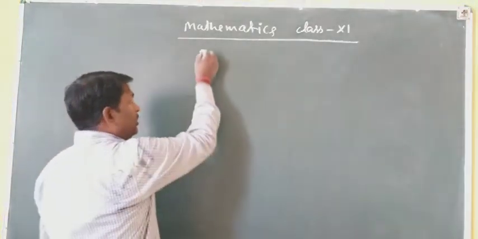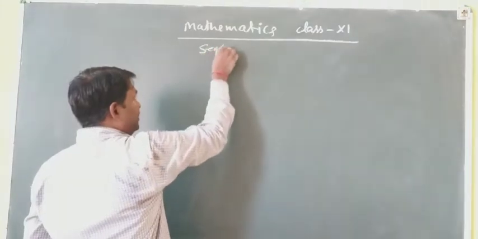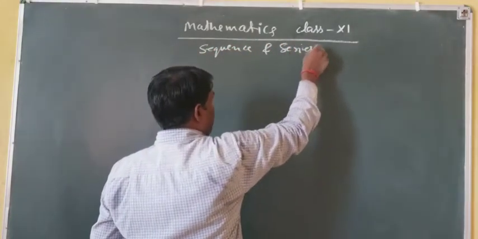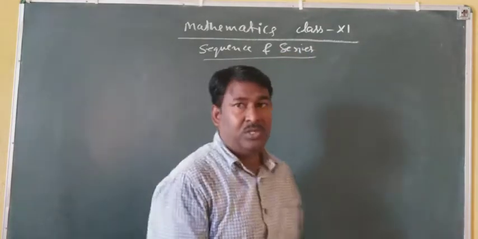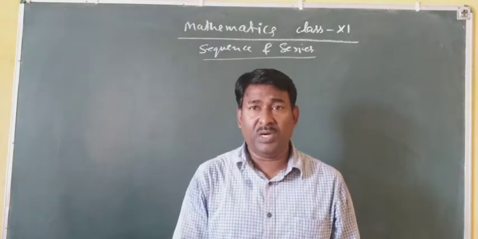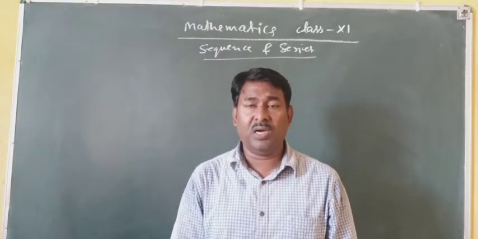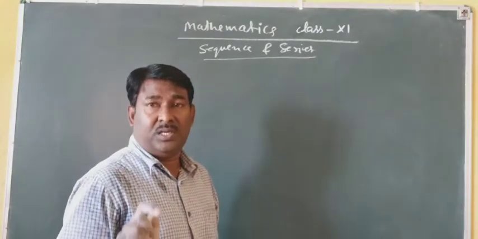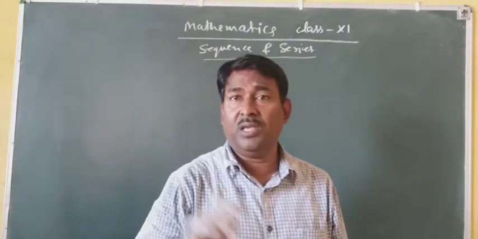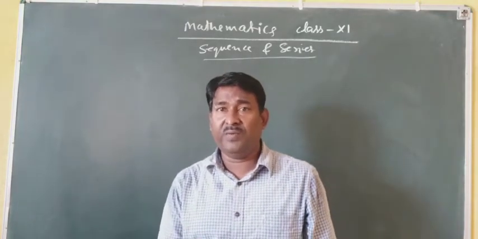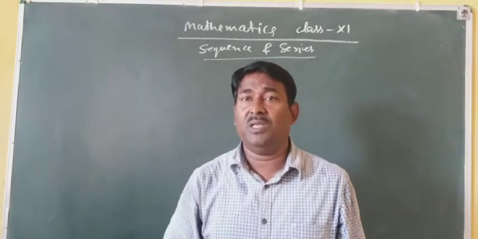Today I am going to explain to you about sequence and series. In the previous lecture, I discussed the sum of n terms of an AP. If there is a series or sequence in AP, that is arithmetic progression, then how can you find the sum of n terms given in AP?